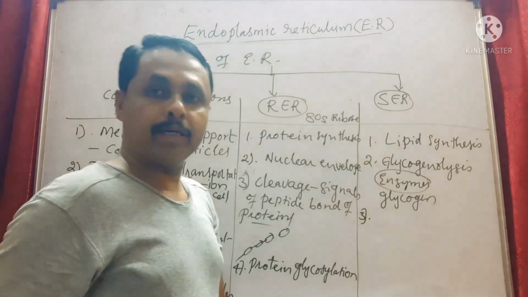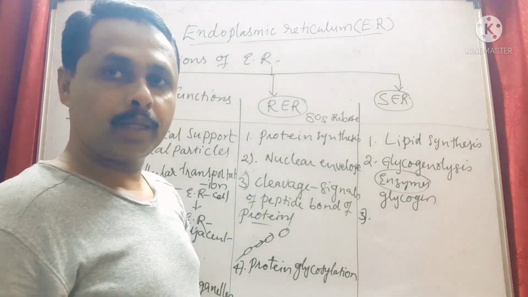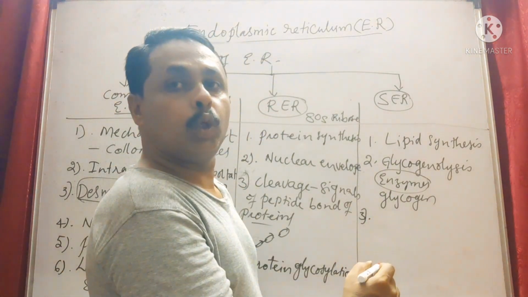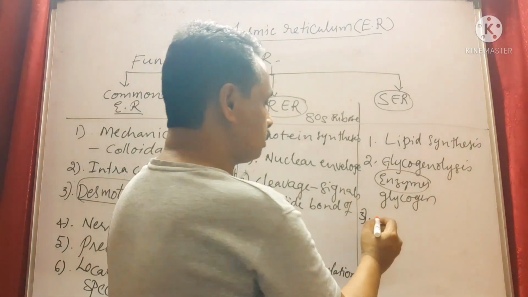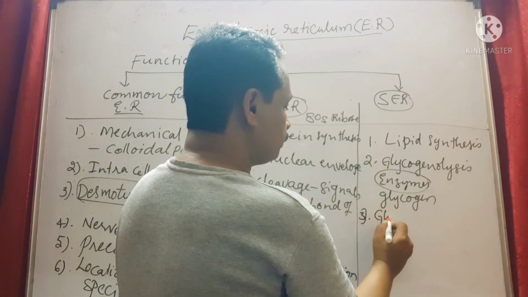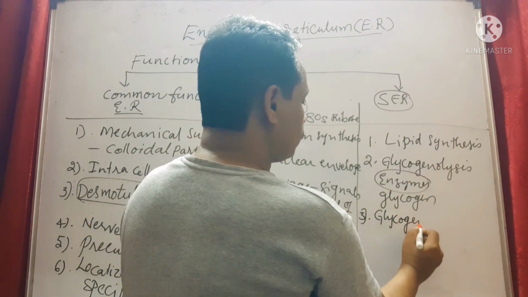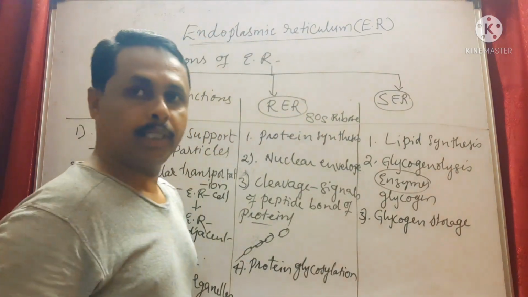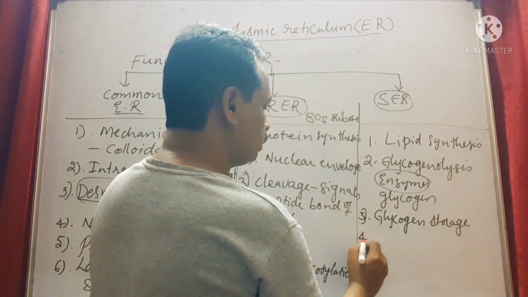And the third important function of smooth endoplasmic reticulum is, these are involved in storing of glycogen. Glycogen storage. They are involved in the glycogen storage activity. That's the third function.